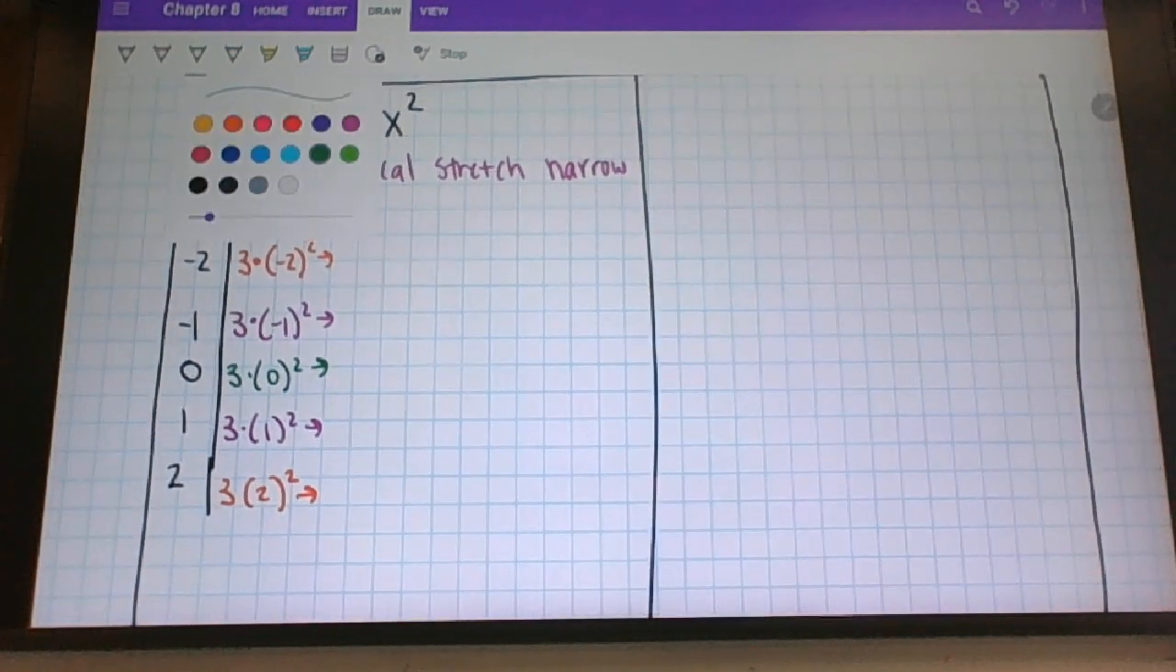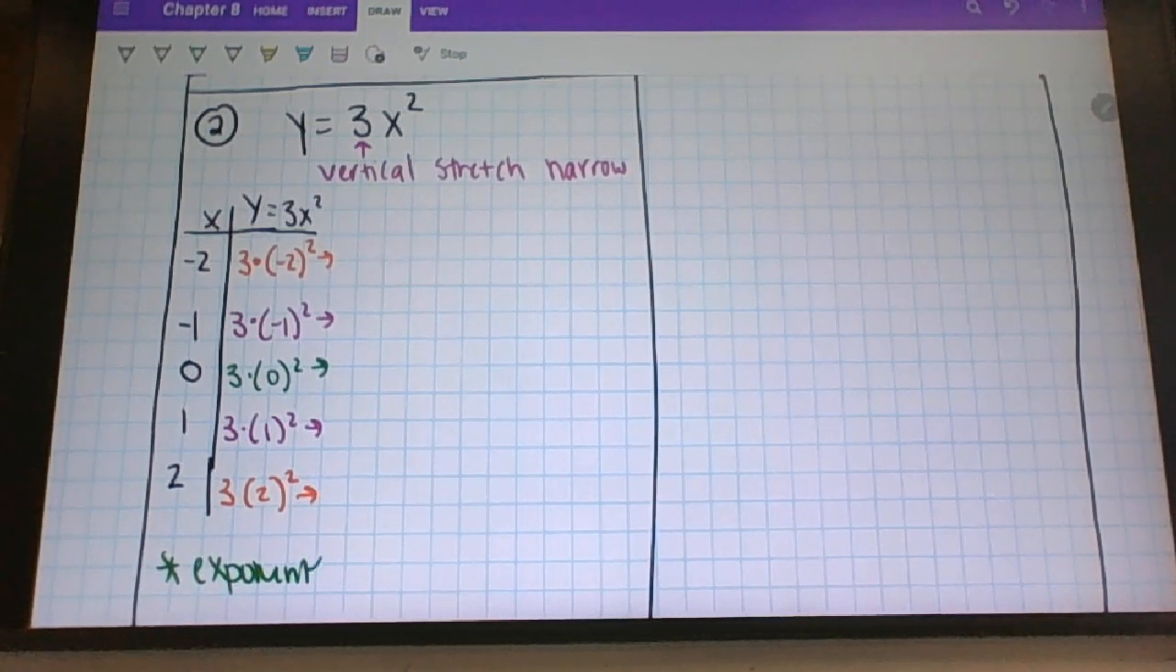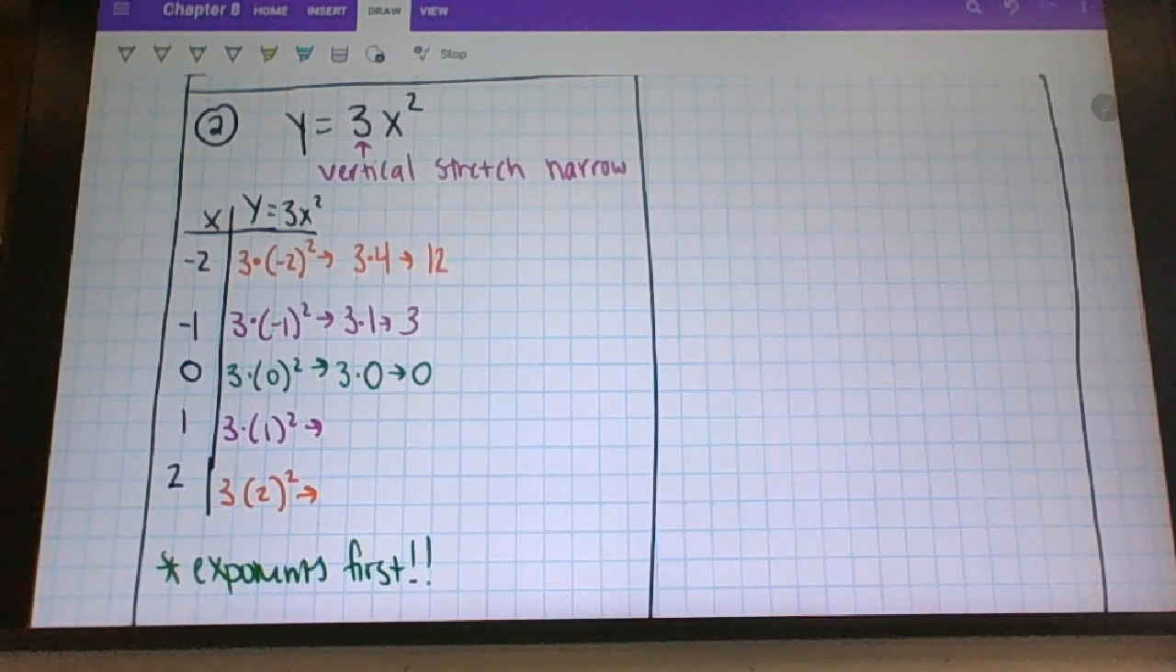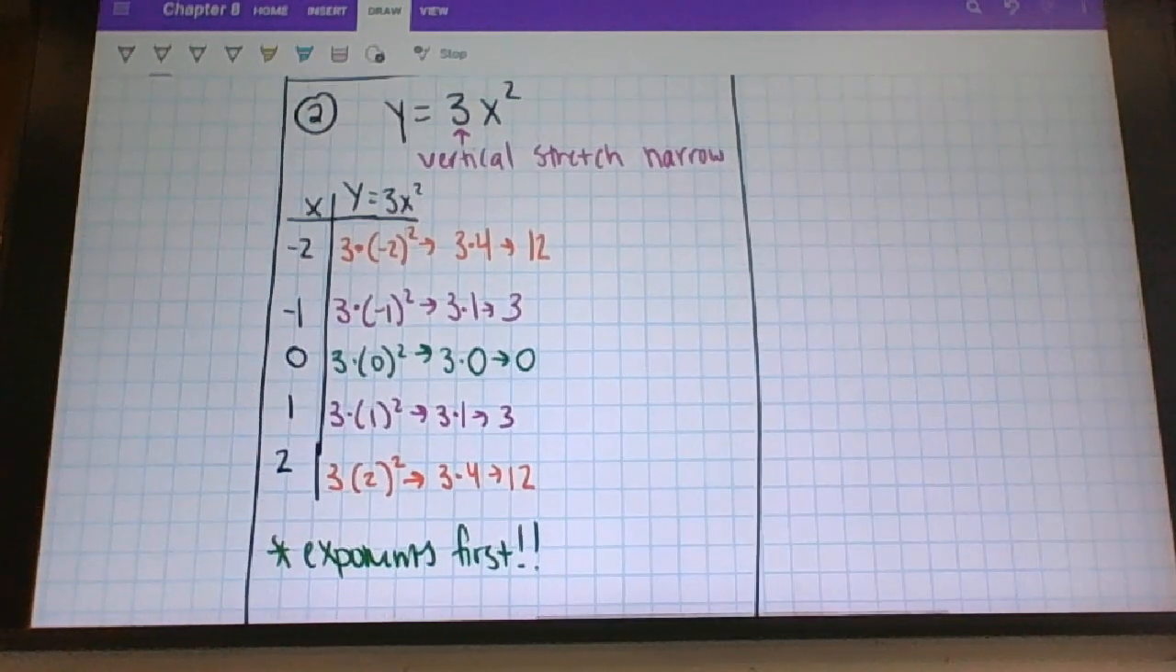So maybe I write that down here. Exponent first. So this is 3 times 4, 12, because 2 squared is 4. So I'm doing the exponents first. 0 squared is 0. 3 times 0 is 0. So it's the same numbers, but multiplied by 3. So they're bigger. So this is what I'm going to plot. Negative 2, 12. Negative 1, 3. The middle is still 0, 0.